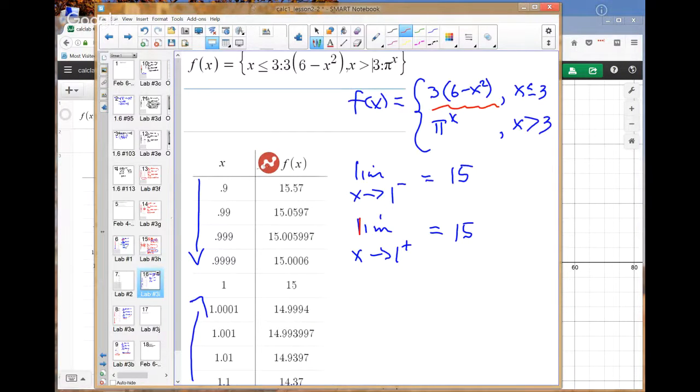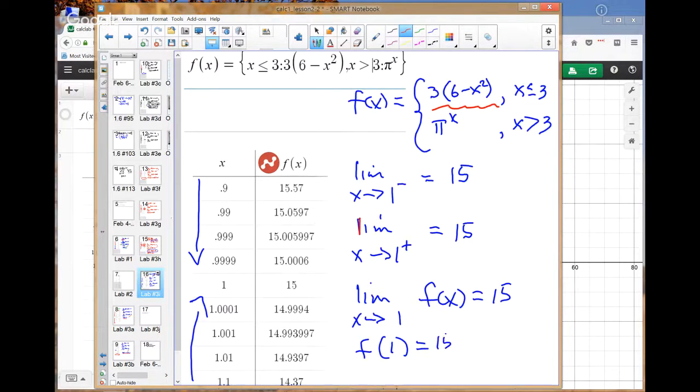Now, because the left and right hand limits agree, we could say the general limit as x approaches 1 of this function is 15. And in fact, what is f of 15? I'm sorry, what is f of 1?